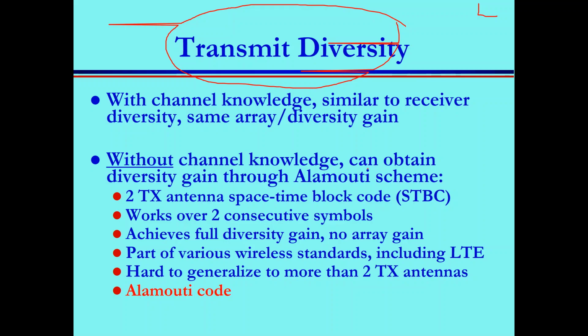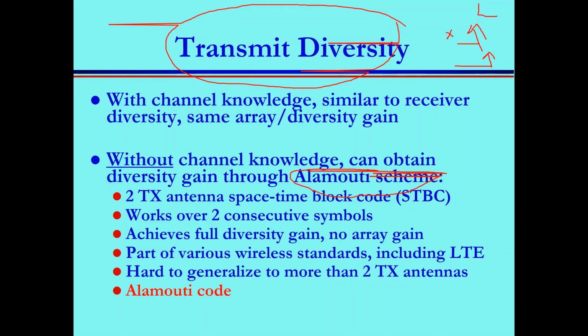Without channel knowledge, you can also obtain diversity through proper design at the transmitter. What we call the Alamouti code. The Alamouti code says that you assume that you have two antennas at the transmitter, and you want to provide full diversity from these two antennas without the knowledge of the channel. But you must guarantee that these two antennas experience independent deep fades, independent fading.